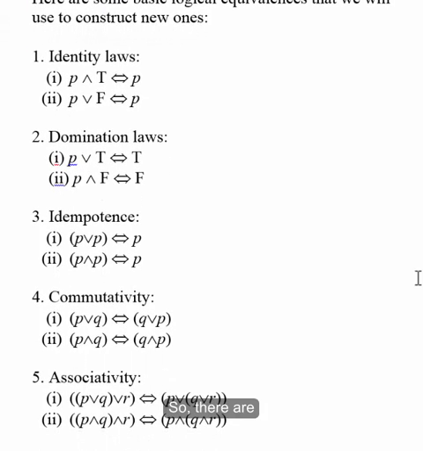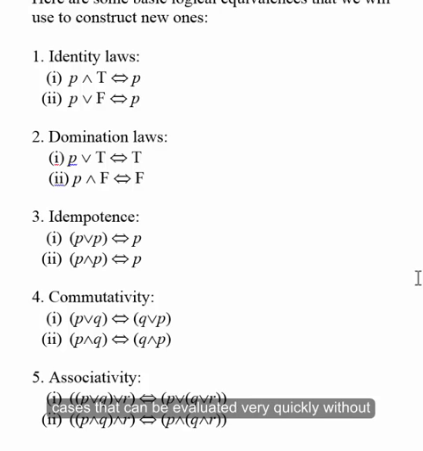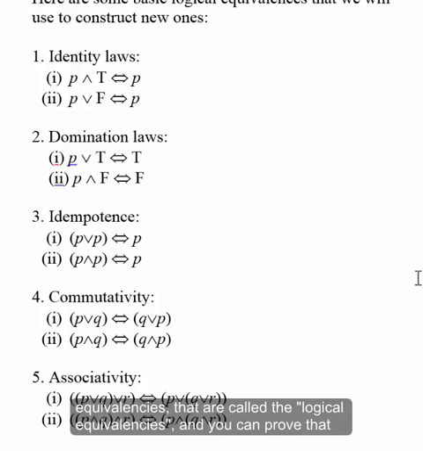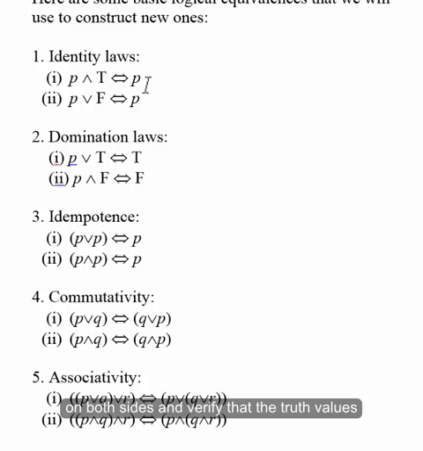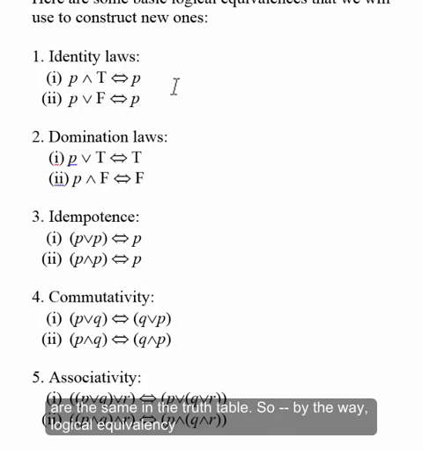So there are cases that can be evaluated very quickly without actually building a truth table. So we have these equivalences that are called the logical equivalences, and you could prove that these are true by constructing the truth tables and then looking at the values of both sides and verify that the truth values are the same in the truth table.